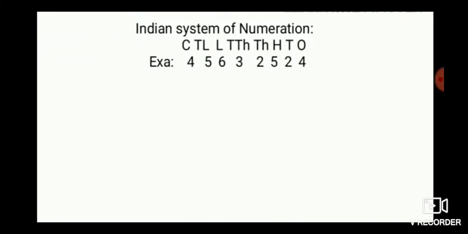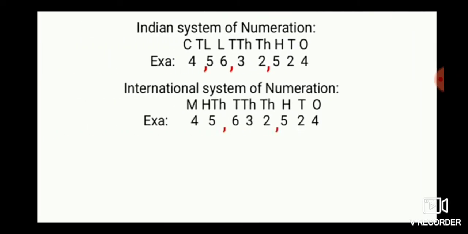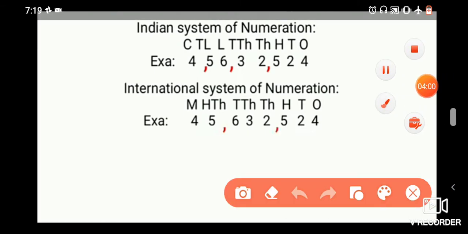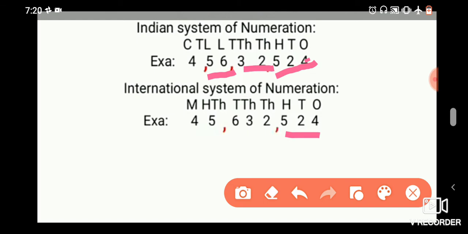Let us see the Indian number system example. We have 4, 5, 6, 3, 2, 5, 2, 4. We'll give the commas here now. From the right side, I have given the comma after the first 3 digits, like 4, 2, 3. Here after this 4, 2, 3, I have given 1 comma. Then after 2 digits, I have given 1 comma. Then after 2 digits, and so on in the Indian system. But in the international system, I have given the comma after the first 3 numbers, and after every 3 numbers, and so on it will go.